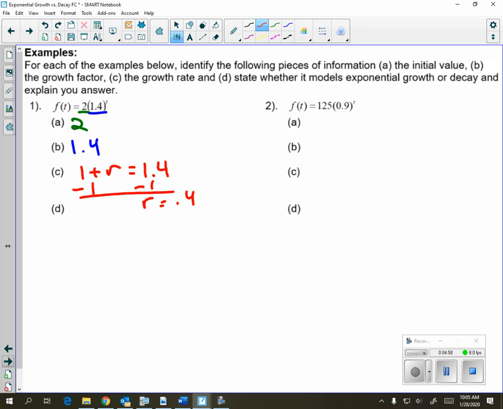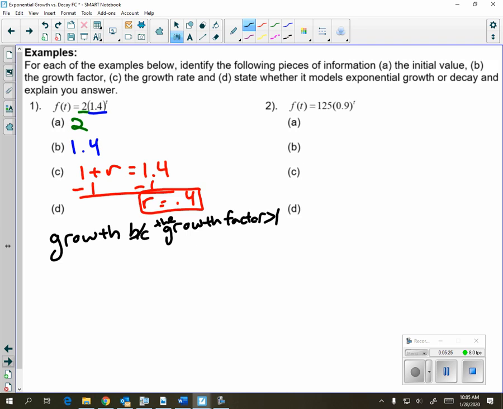You don't have to do the whole equation, but it does help if you can't figure it out in your head. And then the last one you want to explain, whether it's exponential growth or decay, we're going to say growth because your growth factor is greater than 1. Okay, and more specifically, you're growing at 40%. Not that that was a question, but just writing it down there.